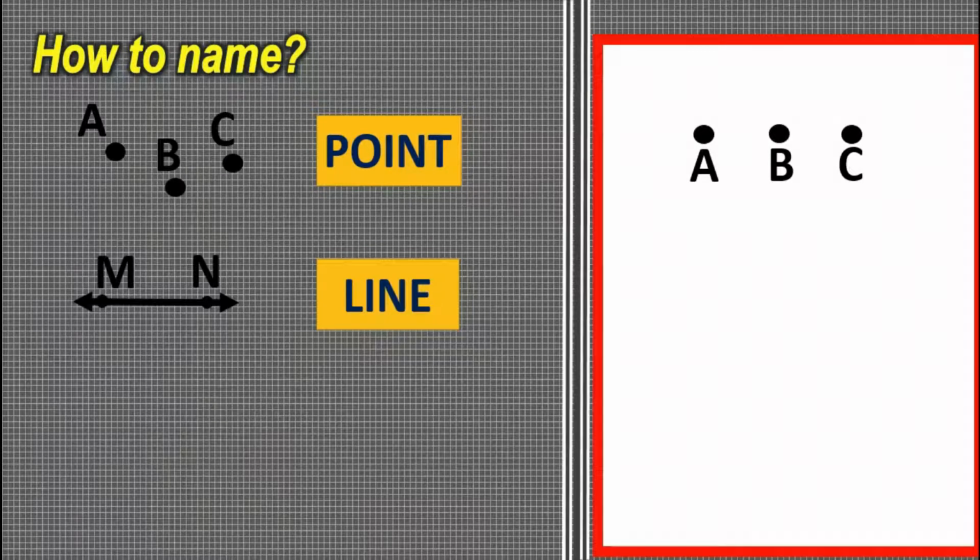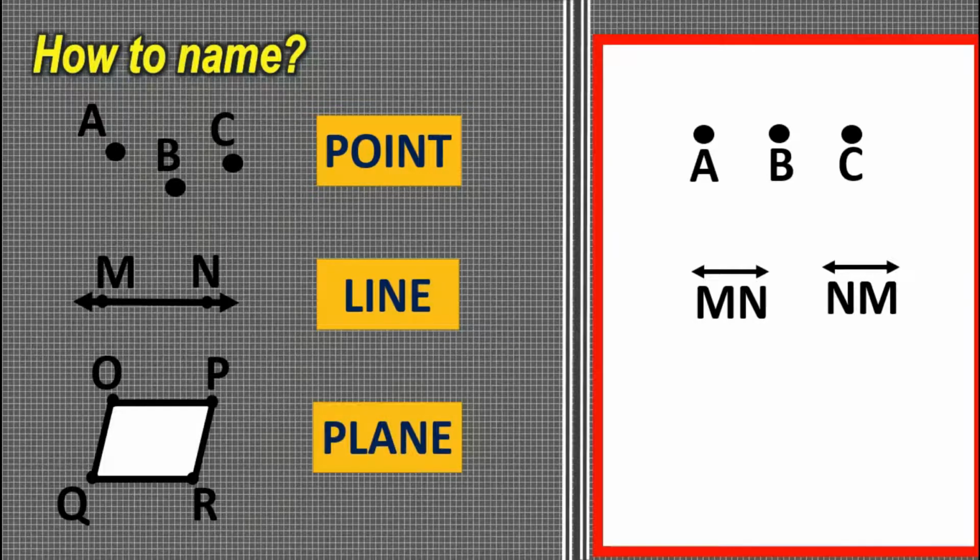While a line is named by naming any two of its points. It can be line MN or the other way around when we reverse, line NM. Planes can be named by naming at least three of its points. So, in our example, since there are 4 points, we just need to write its corresponding points with a specified symbol or drawing to indicate the shape.